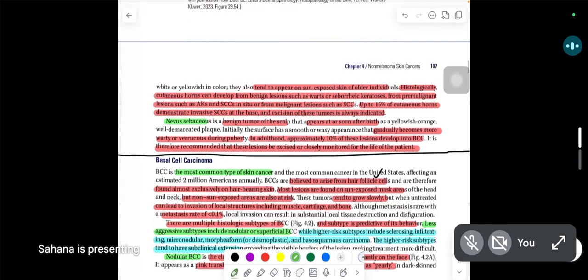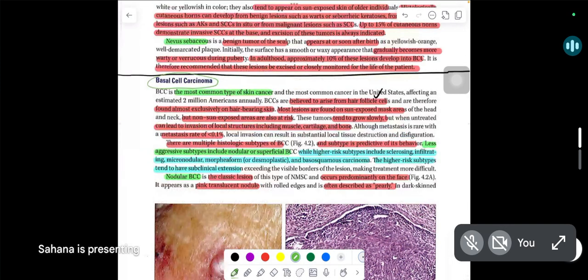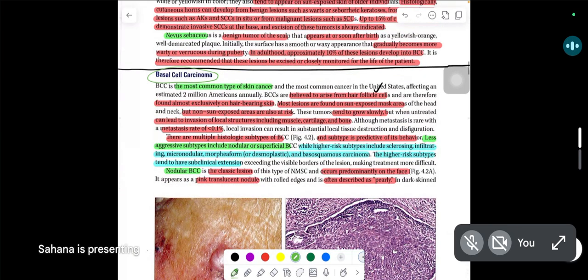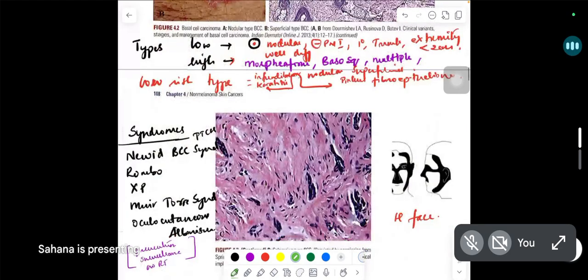Then coming to BCC. Like we already mentioned, you'll have to mention about the sun exposure and association, and exposure to photosensitizing agents, treatment for your skin for acne, psoriasis that led to increased development of BCC, hereditary factors. The hereditary syndromes that are associated with BCC were nevoid BCC syndrome, that is Gorlin's syndrome, Rombo, xeroderma pigmentosa, Muir syndrome, oculocutaneous albinism. So these are some syndromes that you can mention.